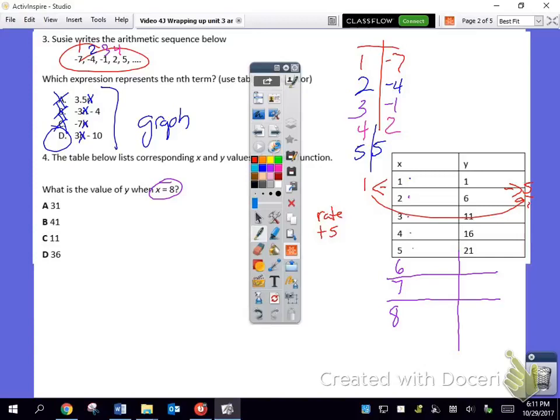So every single time, if you look at it, 1 plus 5 gives me 6. 6 plus 5 gives me 11. 11 plus 5 gives me 16. Okay, so every single time I'm adding 5. So 21 plus 5 is 26. 26 plus 5 is 31. And 31 plus 5 is 36. So 8 goes with 36. So my answer is D.